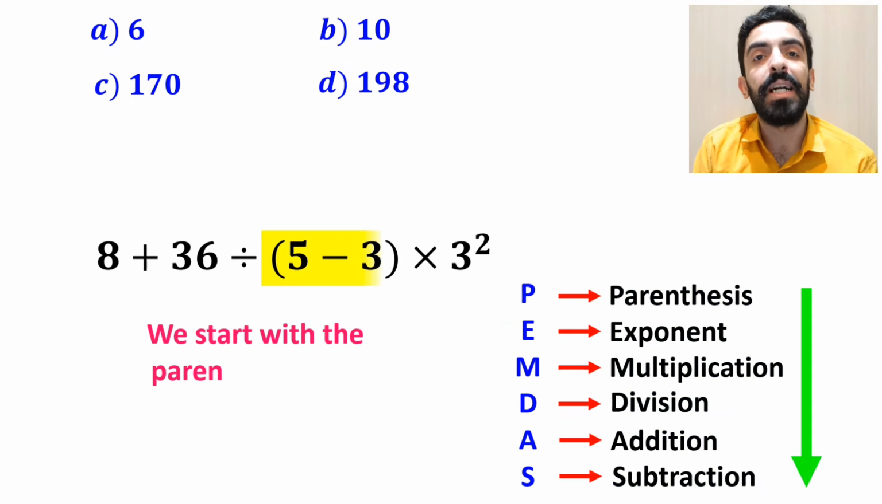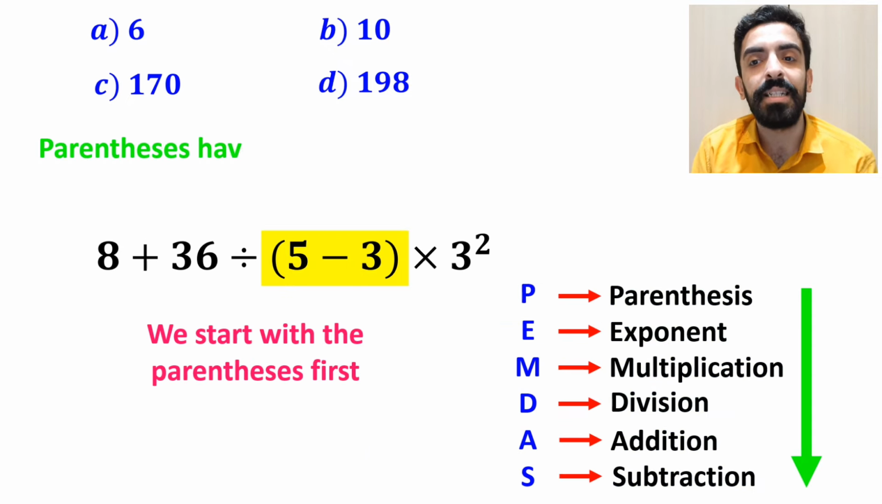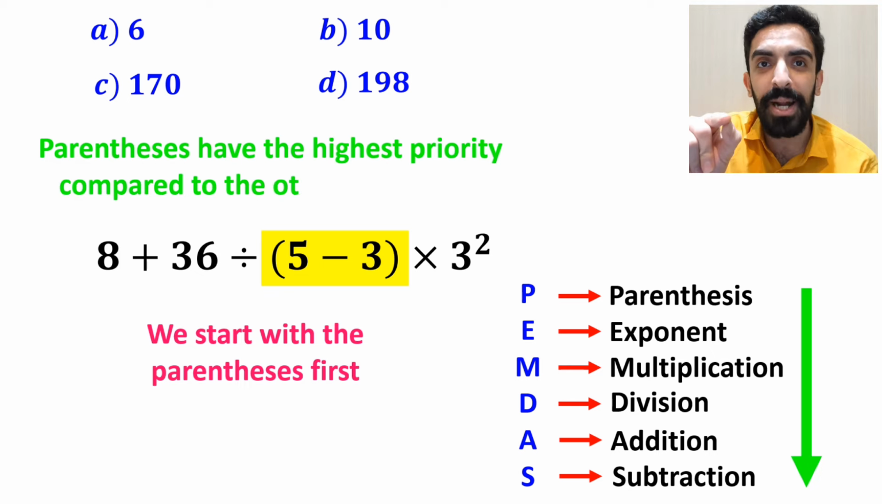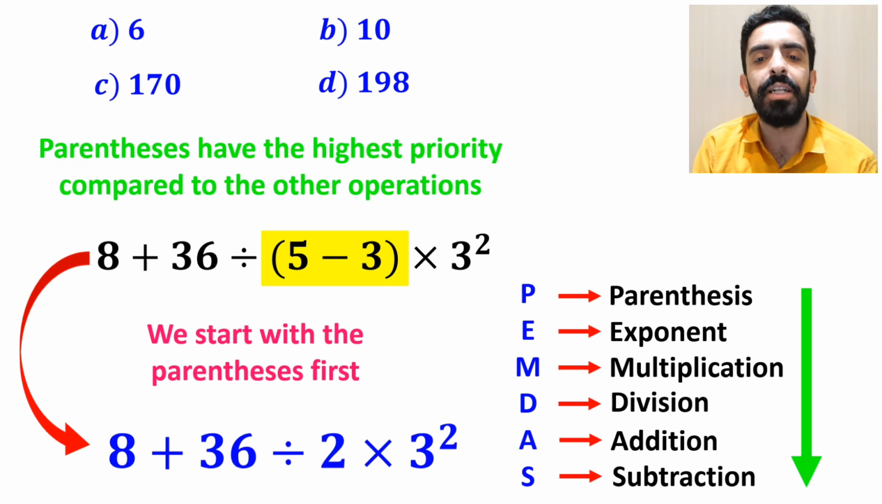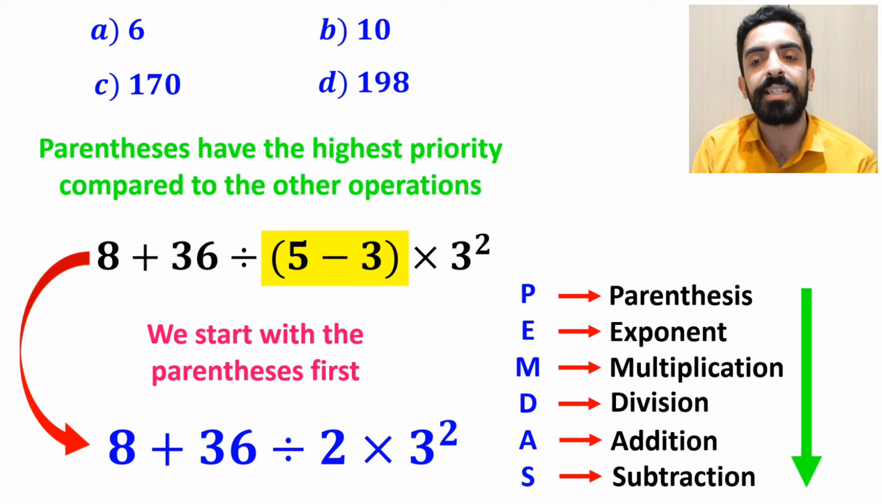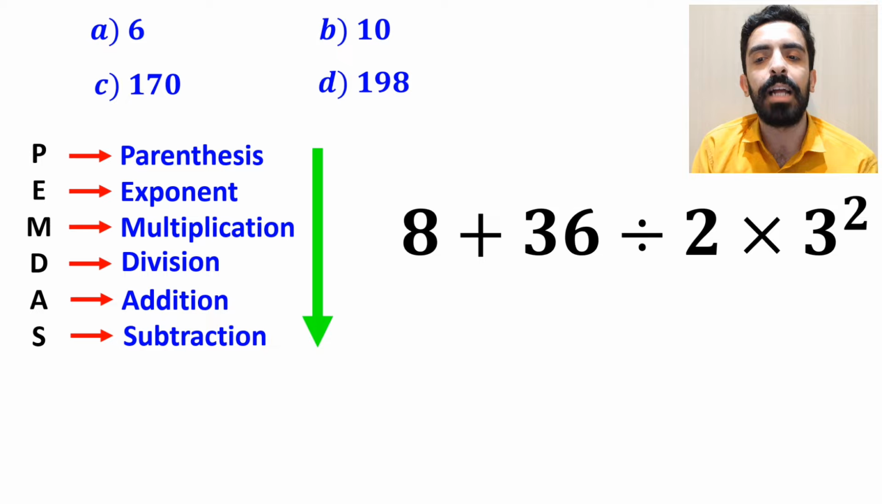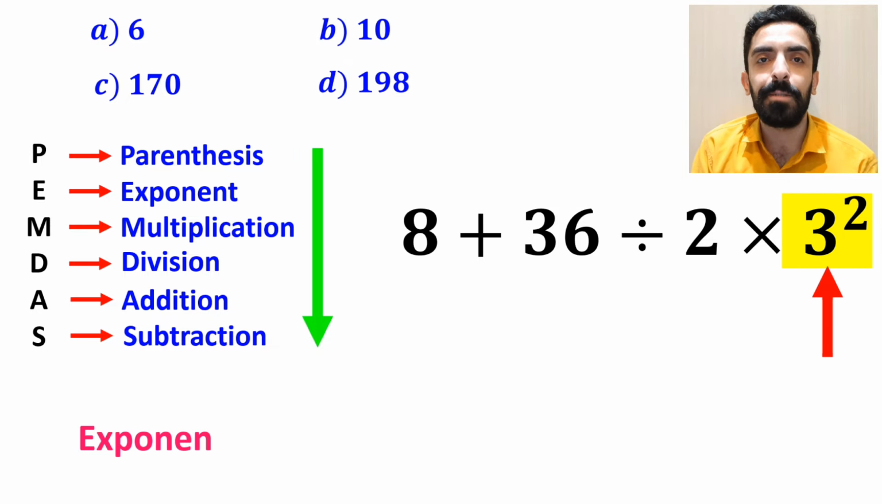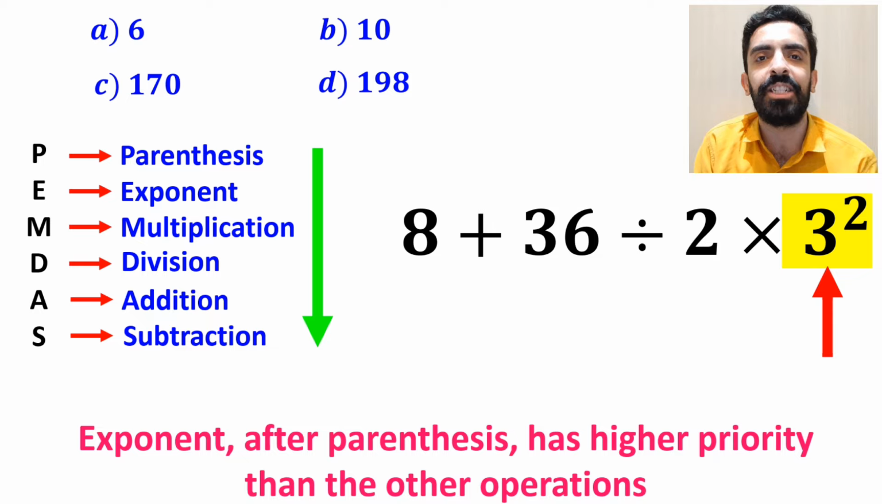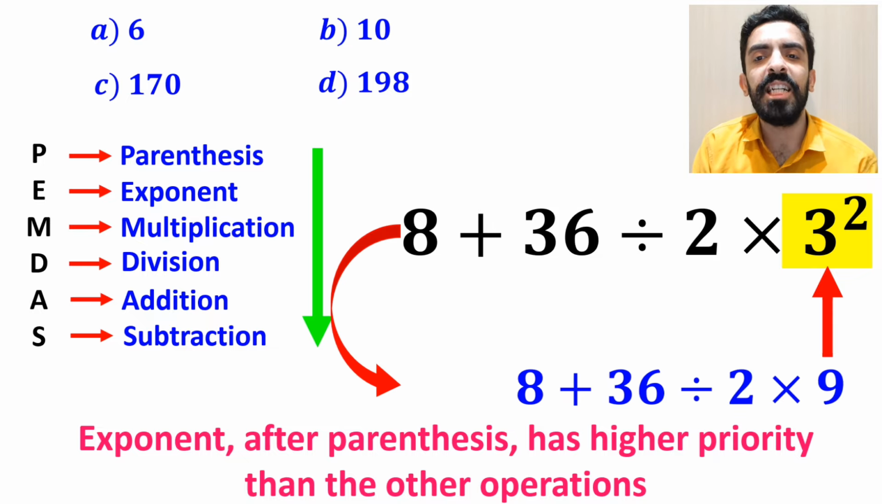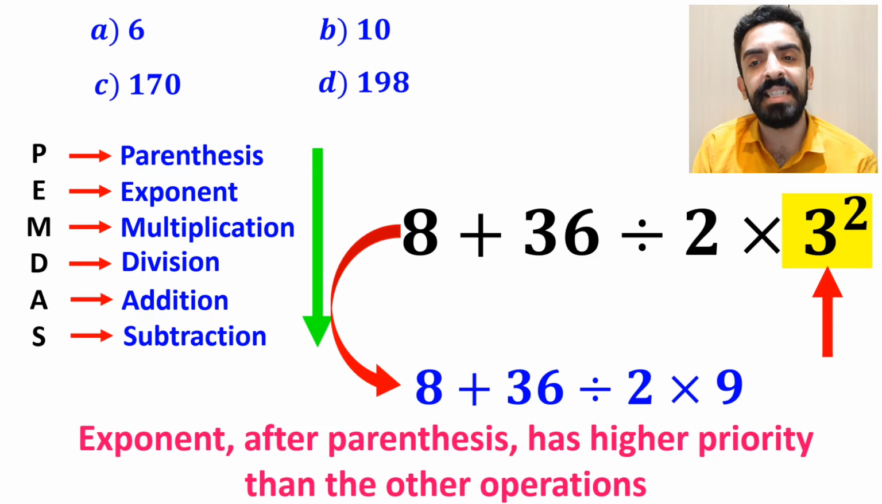So, we start with the parentheses first, because parentheses have the highest priority compared to the other operations. Okay, instead of this expression, we can write 8 plus 36 divided by 2 times 3 to the power of 2. The next step, we go to the exponent, because exponent after parentheses has higher priority than the other operations. So, this expression simplifies to 8 plus 36 divided by 2 times 9.